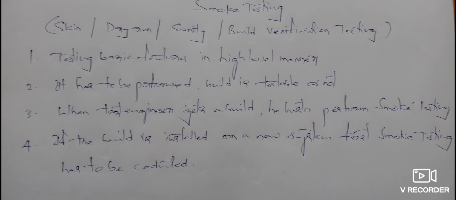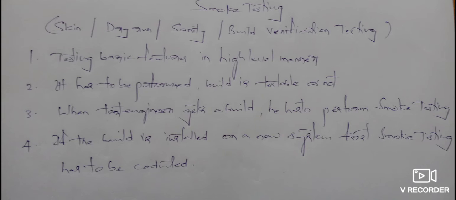And when it has to be performed: whenever a test engineer gets a build, first of all he has to perform smoke testing. It's because if the build doesn't work for valid inputs, then there is no need to check for invalid inputs. First of all, it has to work well for valid inputs. If it works well for valid inputs, then we can go with in-depth testing by taking invalid inputs.